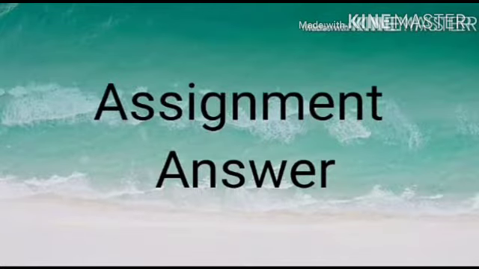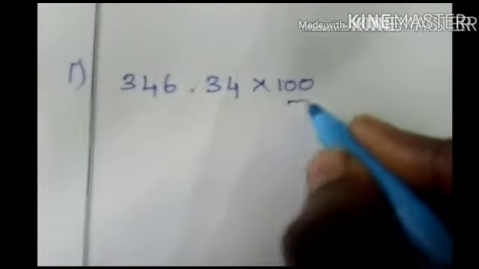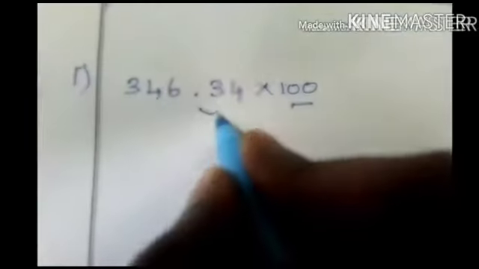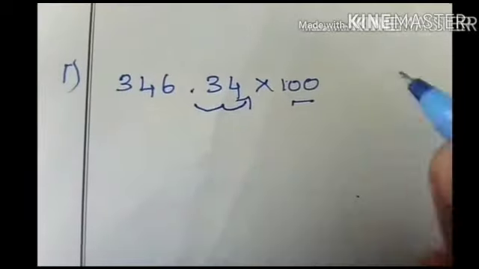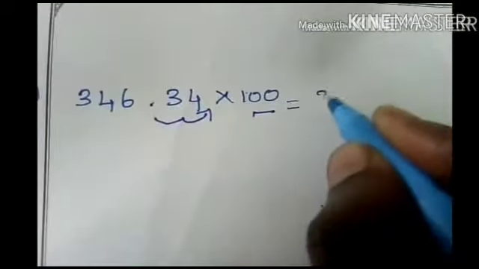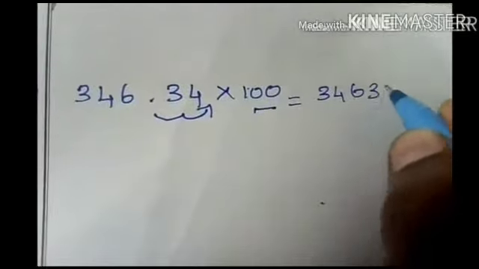With your solution. First one, 346.34 multiplied by 100. 100 has two zeros, so we shift the decimal point 2 places to the right. So your answer is 34,634.